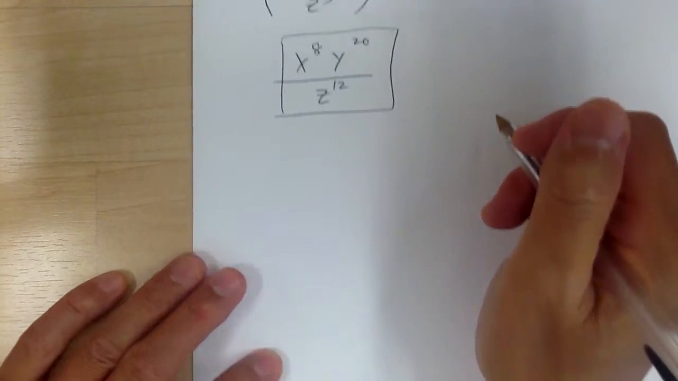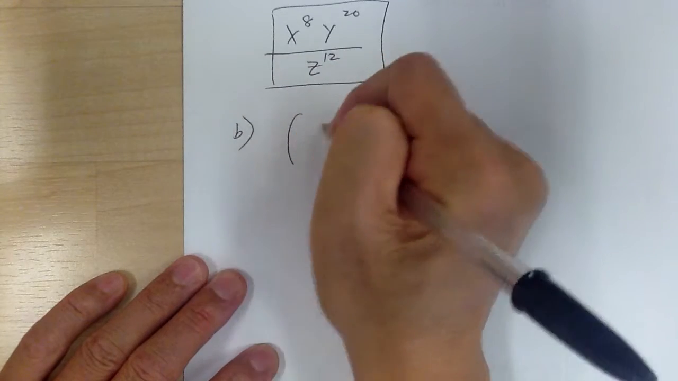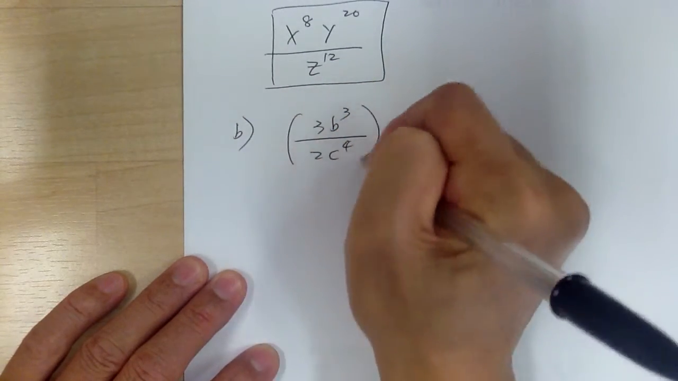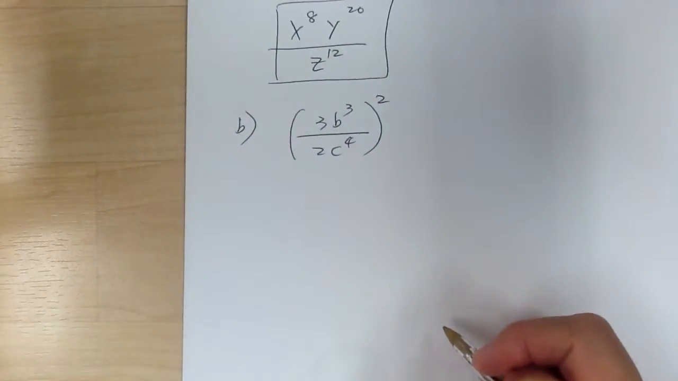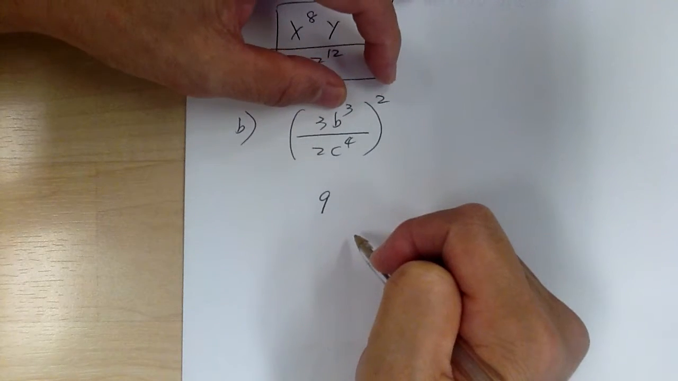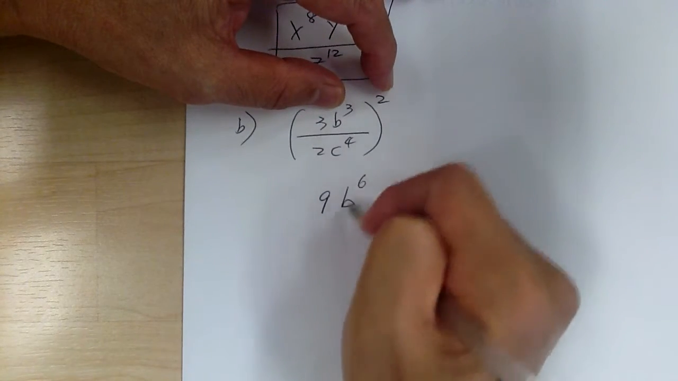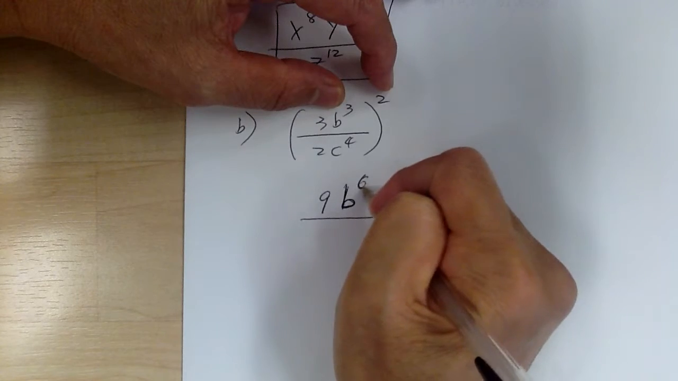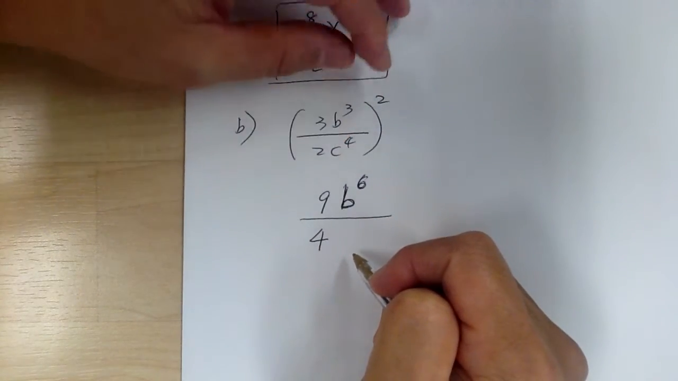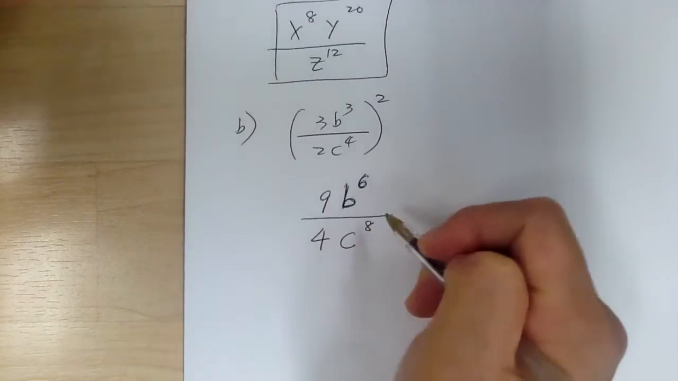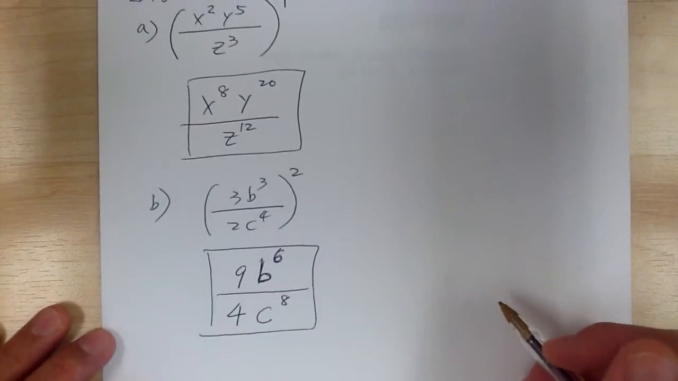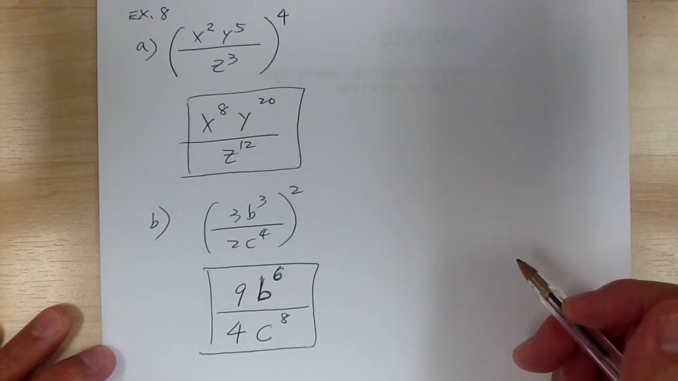Okay. Let's go to B. You have 3b cubed over 2c to the 4, squared. So again, you apply that to each part. So 3 squared is 9. B to the 3 to the 2 is B to the 6. And on the bottom, 2 squared is 4. C to the 4 squared will give you C to the 8. And that's it. So again, you just need to remember how to apply the power rule.